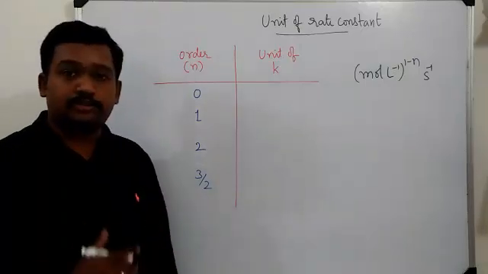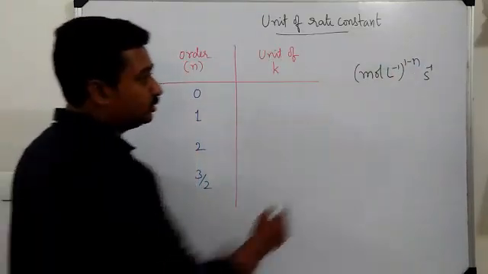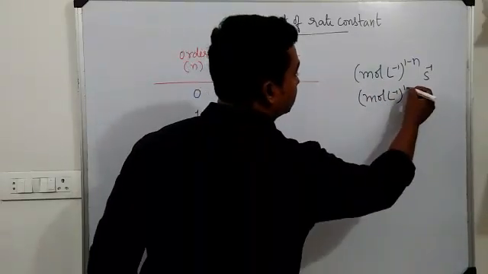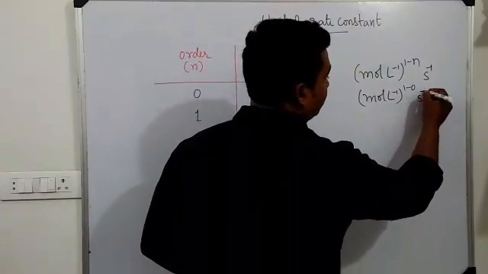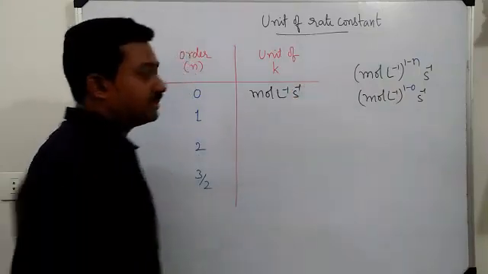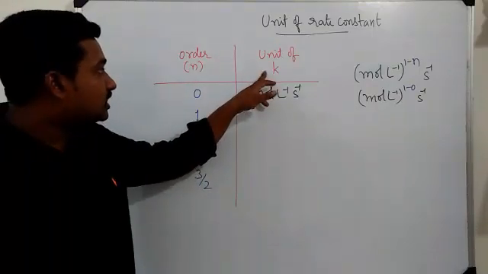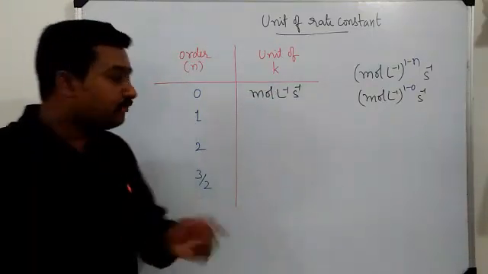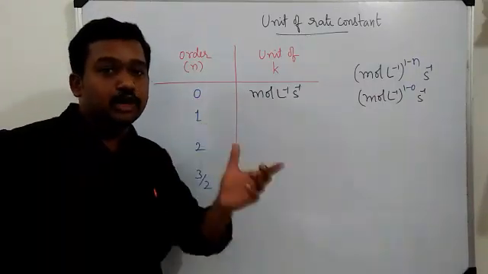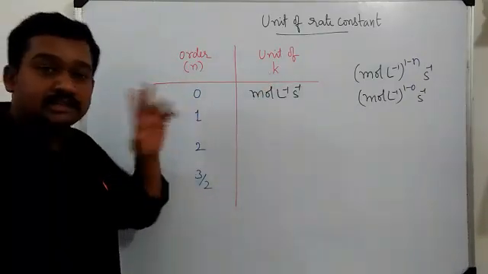Let's calculate the unit of rate constant. If n is 0, first I'll take the n value 0, it becomes mole per liter whole power 1 minus 0 per second, which is nothing but mole per liter per second. This is the unit. And for your information, remember the unit of rate constant and rate will be the same only for zero order reaction. Mole per liter per second is the unit of rate of reaction. Same is the unit of rate constant only if order is 0.